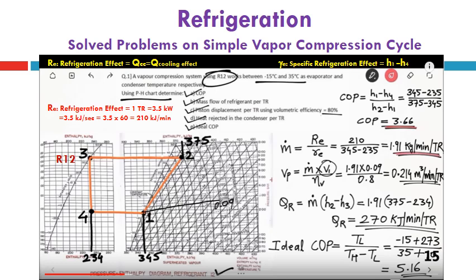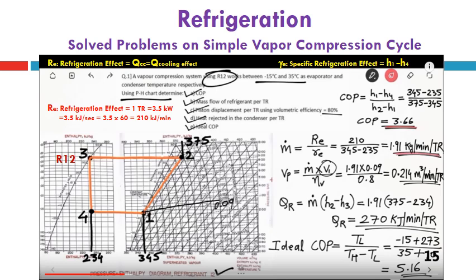In this slide, we can find the steps of the solution after presenting the cycle on the pH diagram. Using the evaporating temperature and the condensing temperature, we get the corresponding evaporating pressure and condensing pressure, and present the two pressure lines. The evaporating pressure line contains point number 1 and point number 4, the evaporator inlet and outlet, and also point number 2 and point number 3 on the condenser pressure, located at the condenser inlet and condenser outlet.